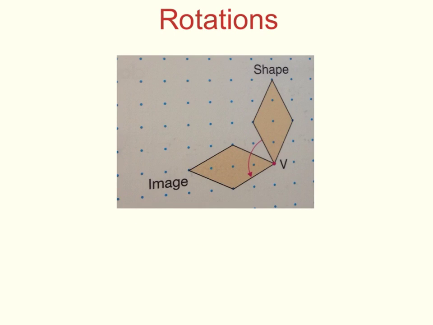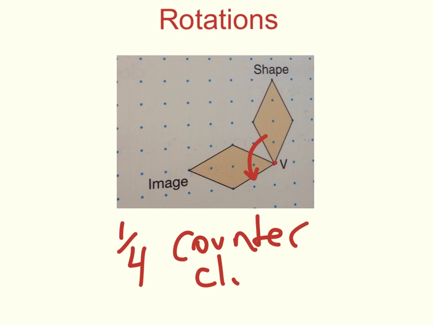In this example, again, we start with our shape, which is here, and we see that it moves this way. Because of that rotation arrow, and again it moves around a vertex, so they share a common vertex. We could say that this shape moved a quarter turn, because if we think about a clock, it moved a quarter turn counterclockwise, because it moved the opposite way that the hands on a clock would move.